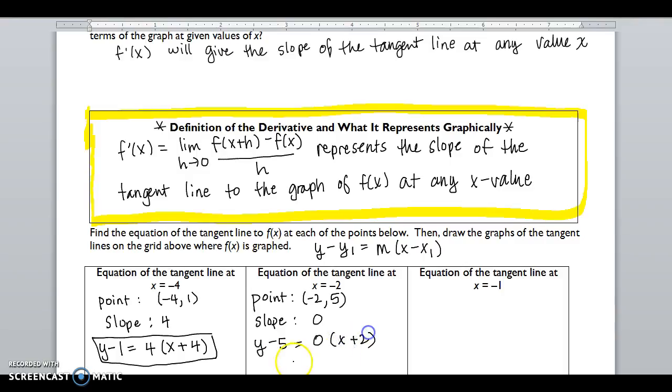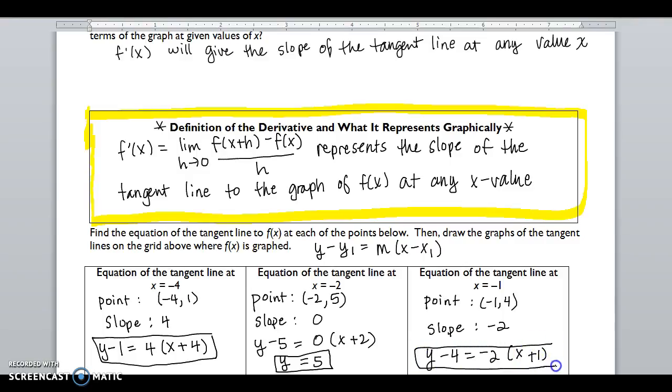Now this one I would actually try to solve. It simplifies nicely because of that 0, so we just get y equals 5. And the last one, our point is (-1, 4). Our slope we said was negative 2. And so we get the equation y minus 4 equals negative 2 times x minus negative 1, so that's x plus 1. And that is our tangent line equation.